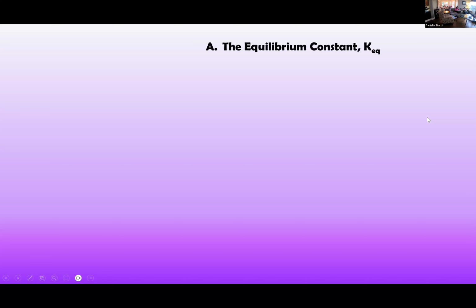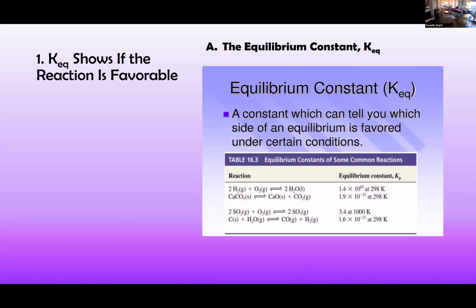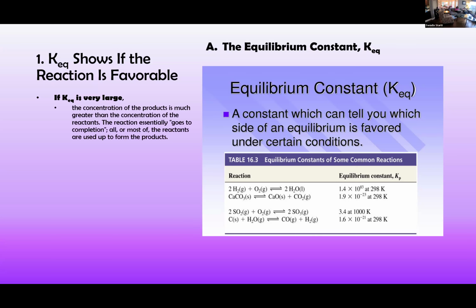So what is our equilibrium constant? This is another one I want you to know. We're not going to get too picky about it. K sub EQ shows if the reaction is favorable. So if your K sub EQ is large, what do you expect to see? It's very favorable. It favors the product.